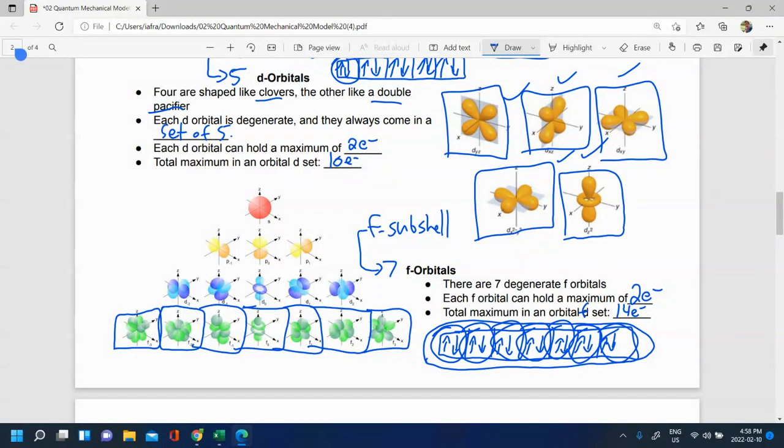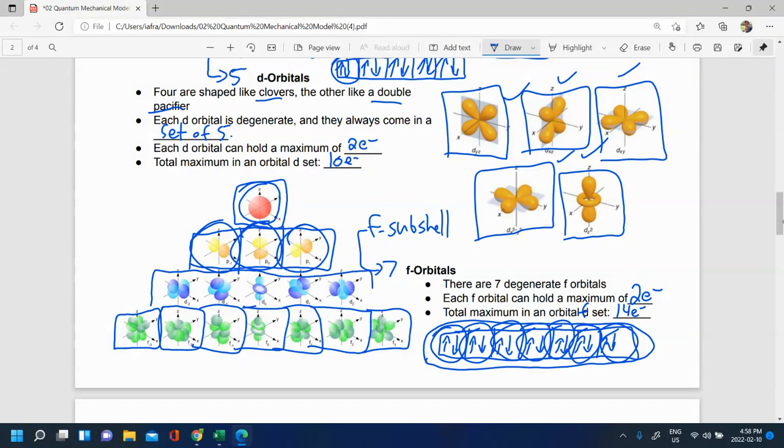Over here, this is the s subshell, and there's only one s orbital. That can hold 2 electrons max. This over here is the p subshell, and this has 3 orbitals. This over here is the d subshell, and it has 5 orbitals.